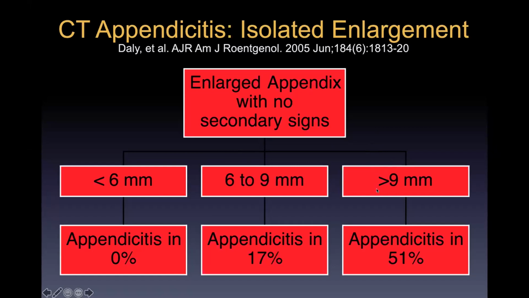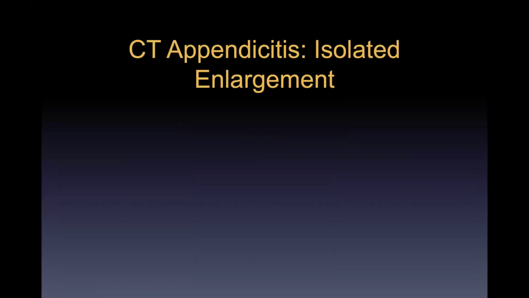Go to the opposite side of this little algorithm. If you've got an appendix that's greater than 9 millimeters, so essentially this is 1 centimeter or larger, don't see any clear evidence of inflammation, appendicitis in 50% of patients. So a 50-50 chance. Essentially that's an equivocal scan, but it's also an easy statistic to quote. It's big, they're symptomatic, don't see any stranding or anything, 50-50 chance. In the middle, it's a bit ambiguous, a low chance of appendicitis.